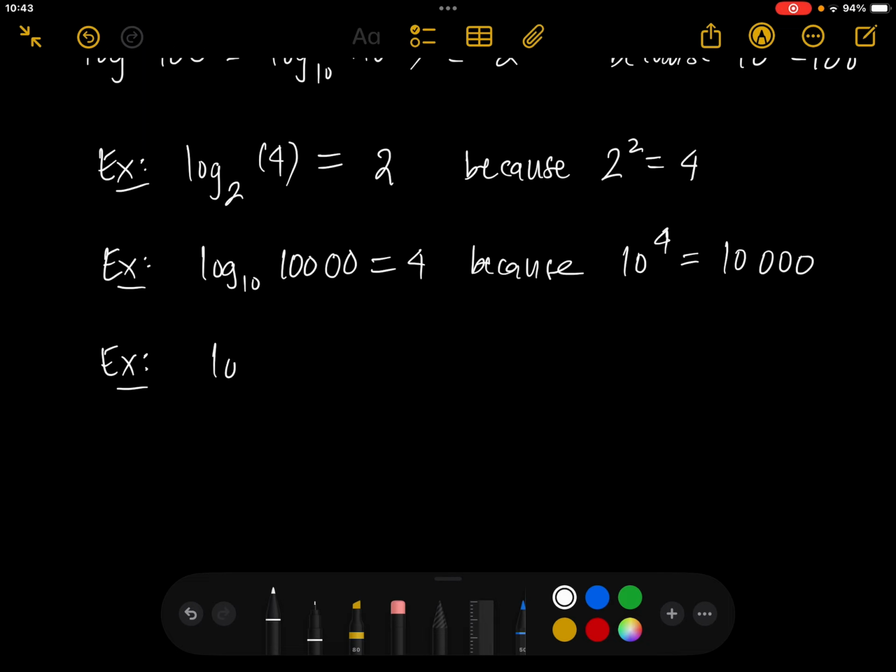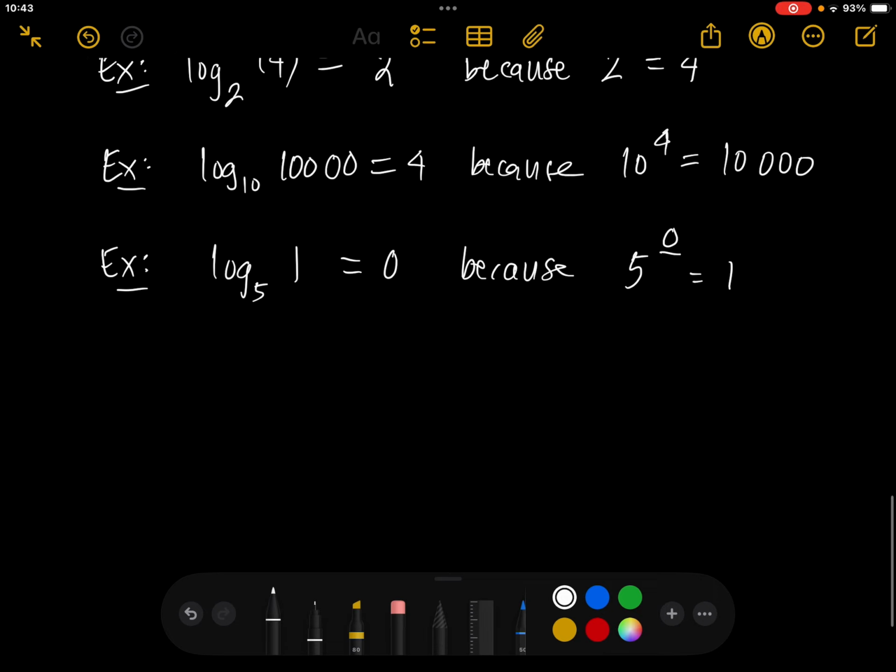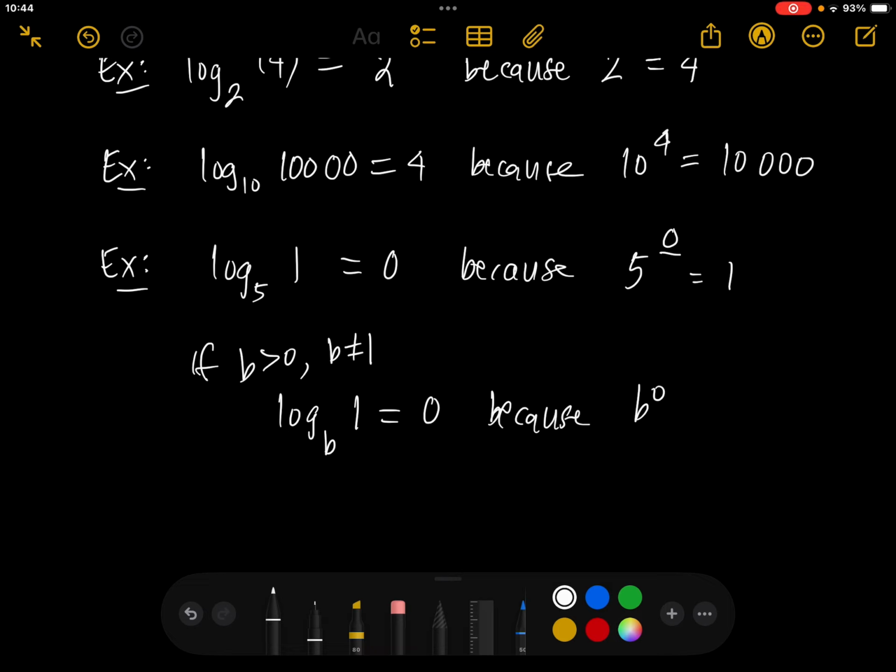What's log base 5 of 1? So we have to ask ourselves, okay, 5 to what power is equal to 1? So if I have 5 raised to something equals 1, what goes in the blank? 0. Okay. So log base 5 of 1 is 0. And in general, if b is greater than 0 and b is not 1, so we have a logarithmic function log base b of 1, okay, that's going to be 0 because b to the 0 power is 1.